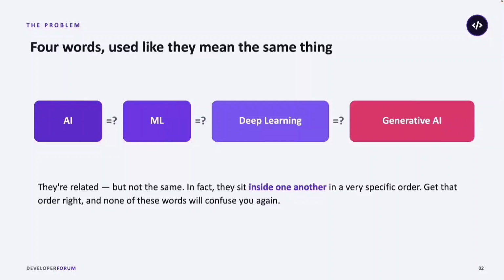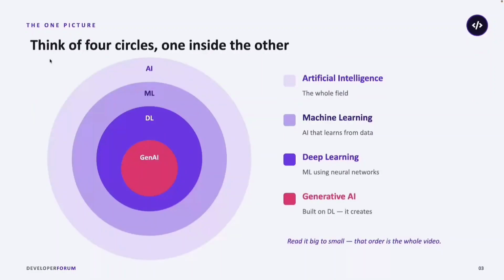So we'll skip this slide because we already covered this part in the intro, and we will move on to the next slide. Here's the fastest way to understand all of this. Think of four circles, one inside the other, just like Russian nesting dolls.